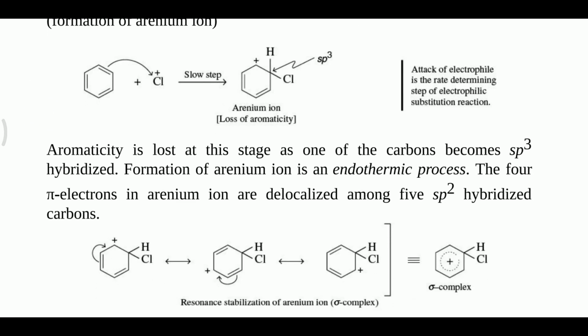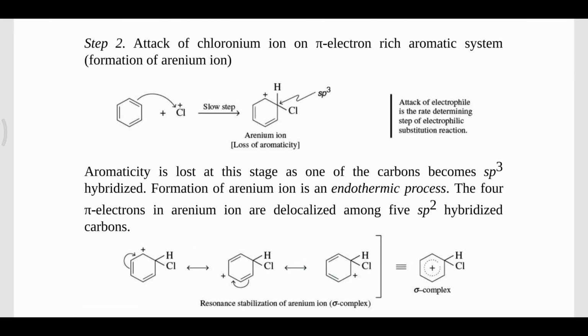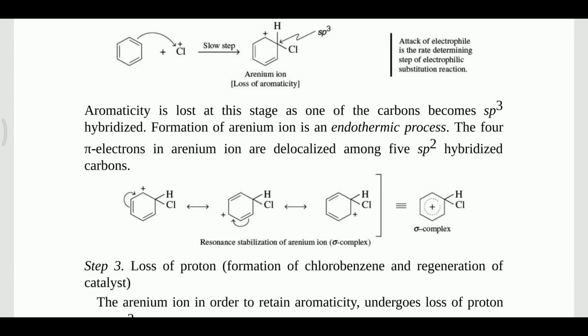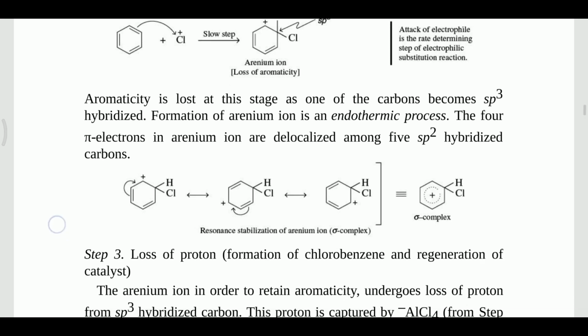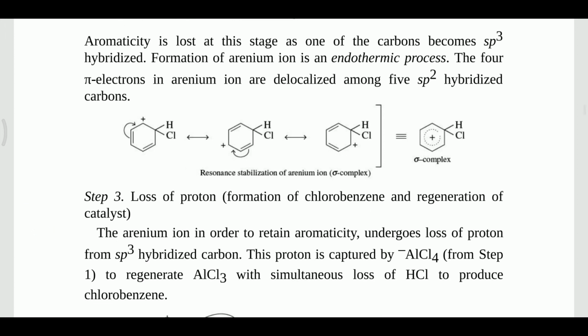Aromaticity is lost at this stage as one of the carbons becomes sp3 hybridized. Formation of the arenium ion is an endothermic process. Why an endothermic process? Because they are losing their electrons. The 4 pi electrons in the arenium ion are delocalized among 5 sp2 hybridized carbons. Okay. You can see in that figure there are different resonance structures, and they form a pi sigma complex. In that, electrons are moving from one to another.